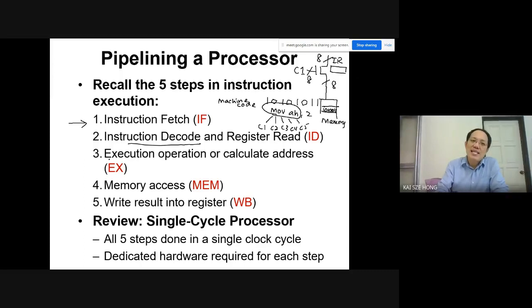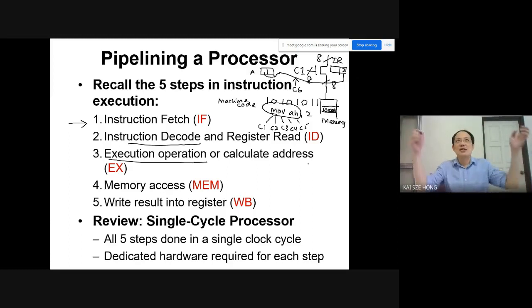The third one will be the execution operation. Now, what do you do, move the 2 to AH. So from here, the 2 is here. So it will go through some pass gate, and then it has to go to the AH. Let's say AH is over here. Let's say it has to go to here. So you have to turn on this pass gate. Okay, this instruction may be C6. You turn on the pass gate, then you execute the operation or calculate the address. Let's say it's indirect or direct or base addressing mode. So you have to do extra. Sometimes it will not finish within one cycle. You have to go an extra cycle for the indirect or base addressing mode.